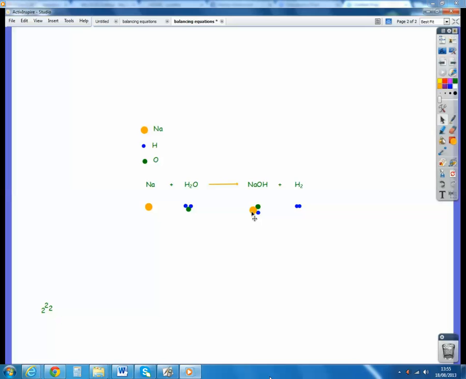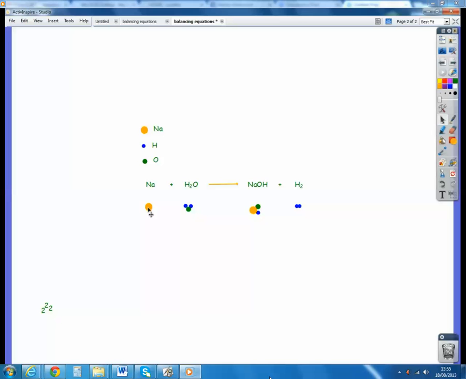I've got sodium hydroxide, so sodium, 1 oxygen, 1 hydrogen. And I've got a molecule of hydrogen gas. Now hydrogen, like oxygen, always goes around in pairs. So that is always found as H2 gas. Now, is this balanced to start with?